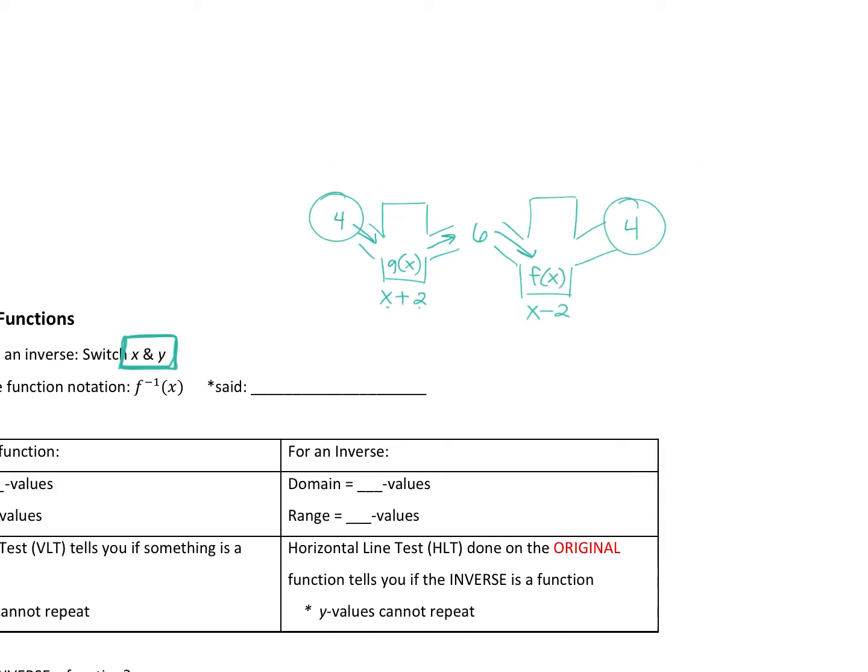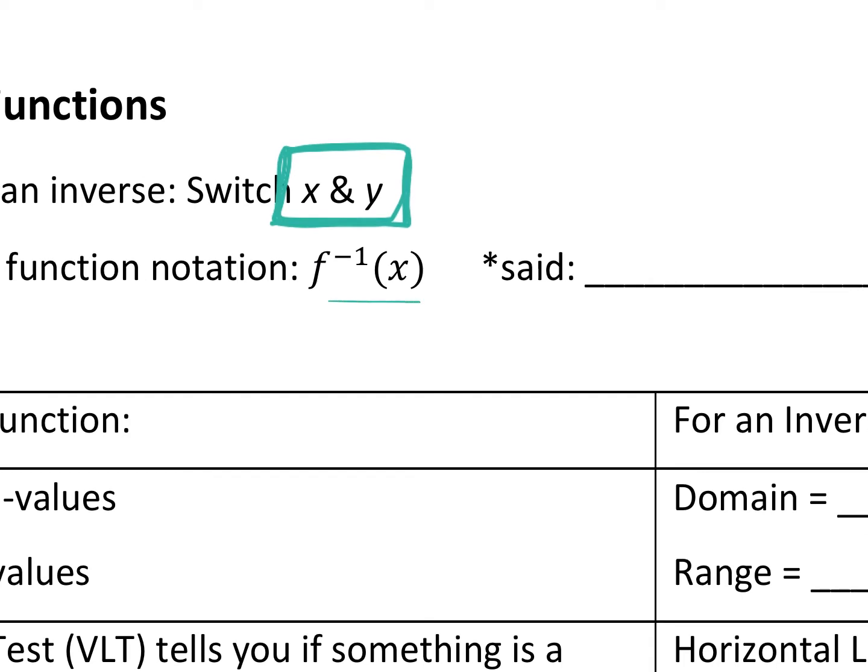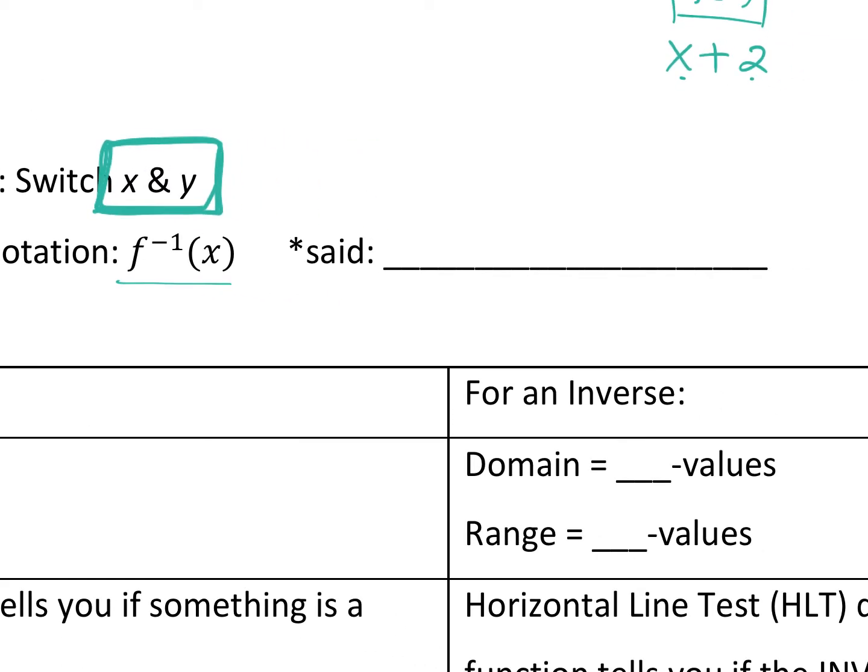Okay, so inverse notation, like I said, looks like this. It's f inverse of x is how we're going to say it. F inverse of x, okay? F inverse of x.